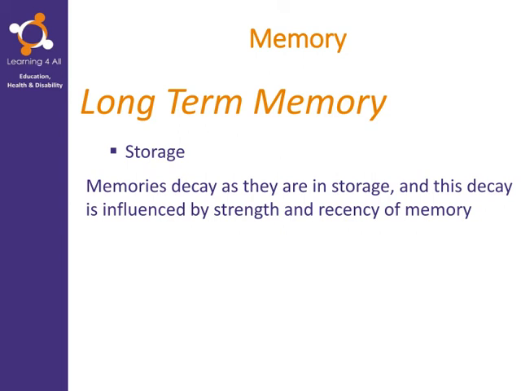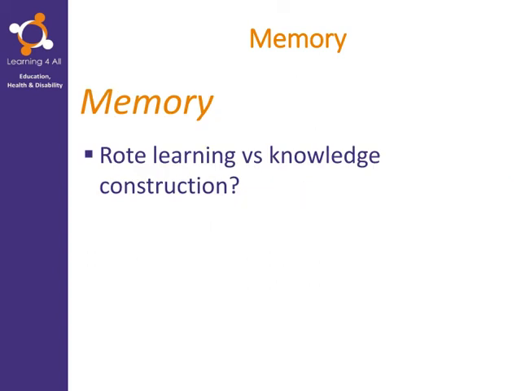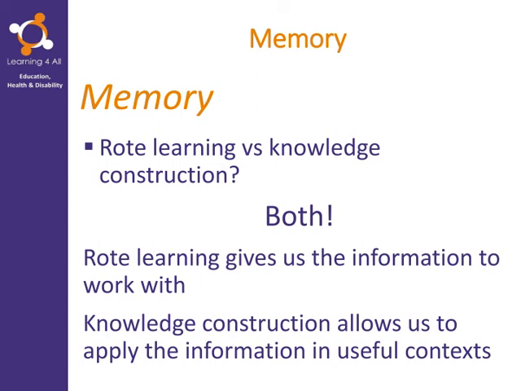One of the things that we rely on for memory is rote learning, and I know that there are a lot of difficulties or discussions around whether or not rote learning is appropriate or whether or not we'd be looking at knowledge construction. For the purposes of this, it's important to understand that both have a place. Rote learning gives us the information to work with, and then knowledge construction allows us to apply the information in useful contexts. From a brain-based memory perspective, rote learning is important to give us that foundational knowledge. We cannot manipulate that knowledge and be able to apply it in new areas unless we have a strong foundation in our memory.